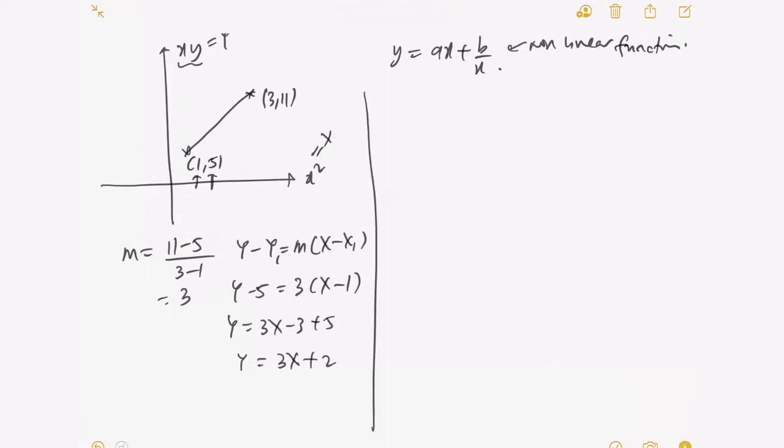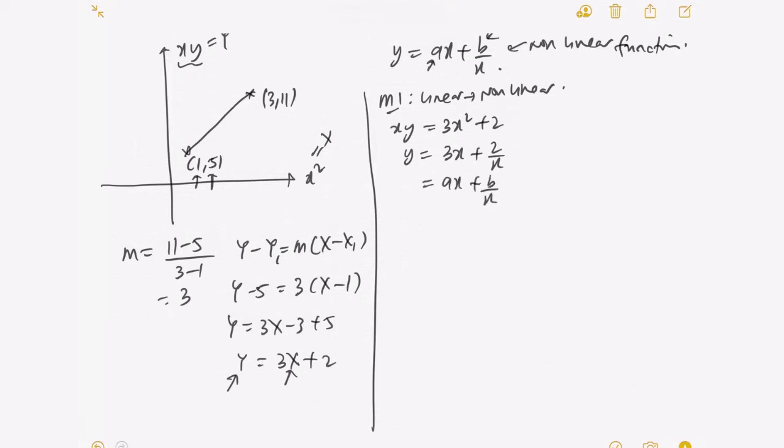From here on, we have two methods. Method 1, we start from the linear and work towards the non-linear. Your linear is this, y equals mx plus c. Your big Y is now xy, your big X is now x squared. Remember, our goal is to find the values of unknowns a and b. Usually they give you the non-linear function with unknowns inside, and you're supposed to find the values of the unknowns. So I make y the subject, like in the previous example. Divide everything by x: 3x plus 2 over x. You can copy the non-linear function here and compare directly. By comparison, we know a is 3, b is 2. You compare the coefficient of x, and the coefficient of 1 over x. You get a equals 3, b equals 2.